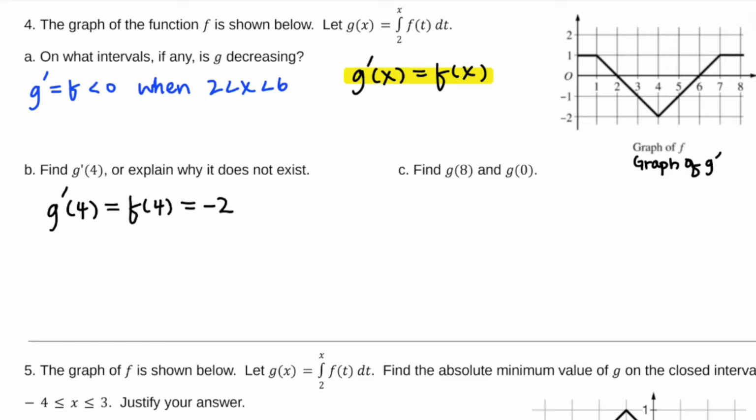All right, find g of 8 and g of 0. G of 8 is going to be the integral from 2 to 8 of f of t dt. And so if I add from 2 up to 8, all right, so the triangle has a width of 4 and a height of 2, so the area is half of 8. That's going to be negative 4. And then over here, that area from 6 to 8 is going to be 1.5, just kind of by square counting. And so I'm going to have, all right, from 2 to 8, that would be negative 4 plus 1.5, that's negative 2.5.